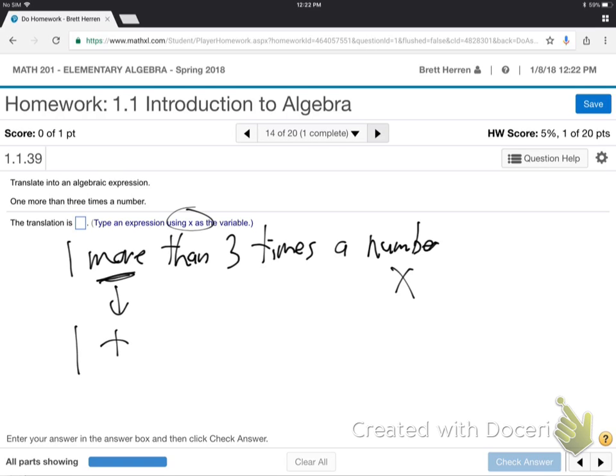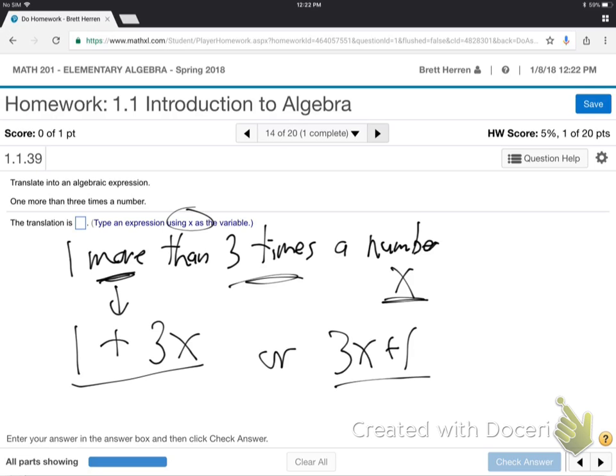1 more, 1 added to. And we already know the order of adding doesn't matter. So you can put that plus 1 at the back or the front. Doesn't matter, right? Order of adding doesn't matter. 3 times a number, 3 times x. You put it that way, or you could go 3x plus 1. With the adding, it can go either way.